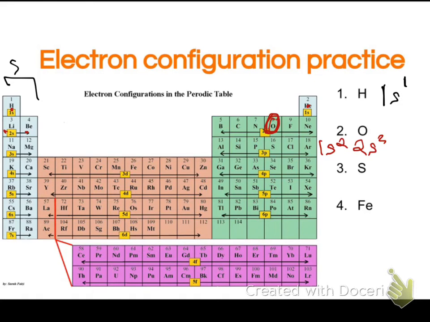Then we jump across here, and we got 1, 2, 3, 4 spots to get to oxygen, so I'm going to write 2p, because it's in the P block, and I'm going to put 4 electrons in there. Now I can double check my work because oxygen is element number 8, so that means it ought to have 8 protons and 8 electrons. So this should add up to 8. So 2 plus 2 is 4, plus 4 more is 8. So cool, we did that right.